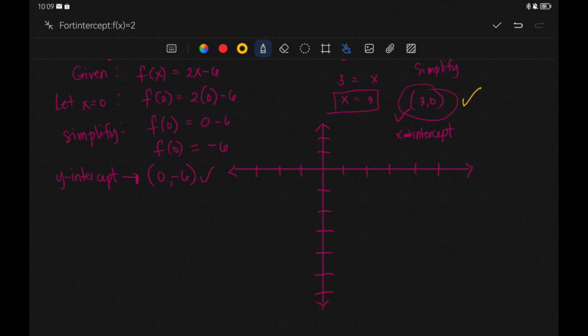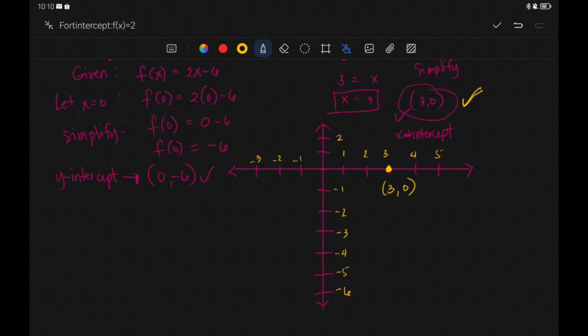Now, let's plot 3 and 0. So, we have here 1, 2, 3, 4, 5, negative 1, negative 2, negative 3, negative 4, negative 5. Negative 6. Now, our 3 and 0 is here. This is our x, which is 3, and 0 is here. So that's our point, or x-intercept 3 and 0.